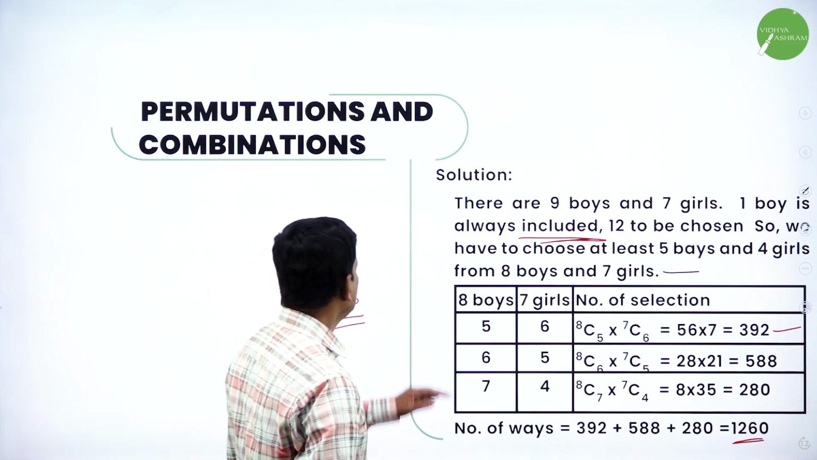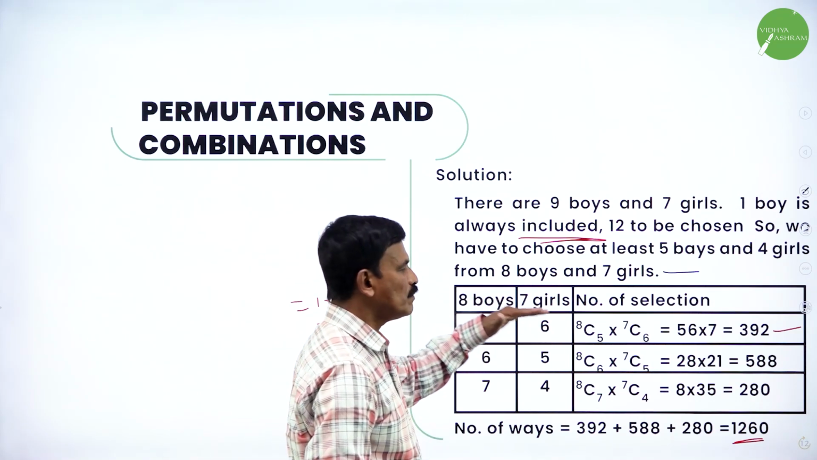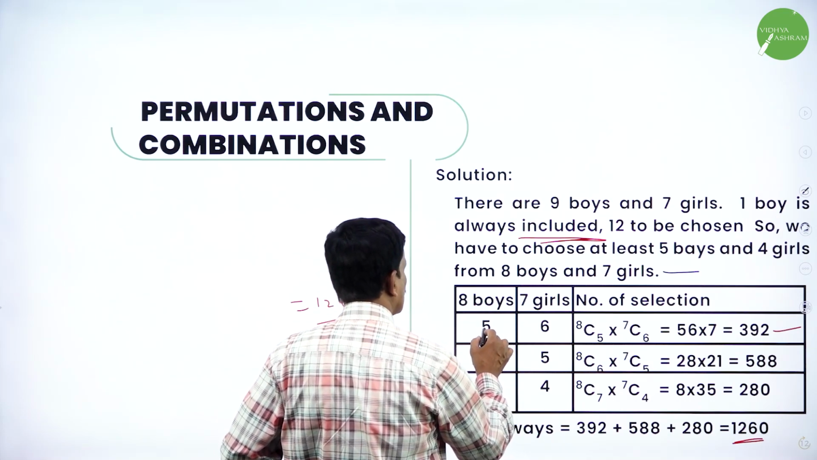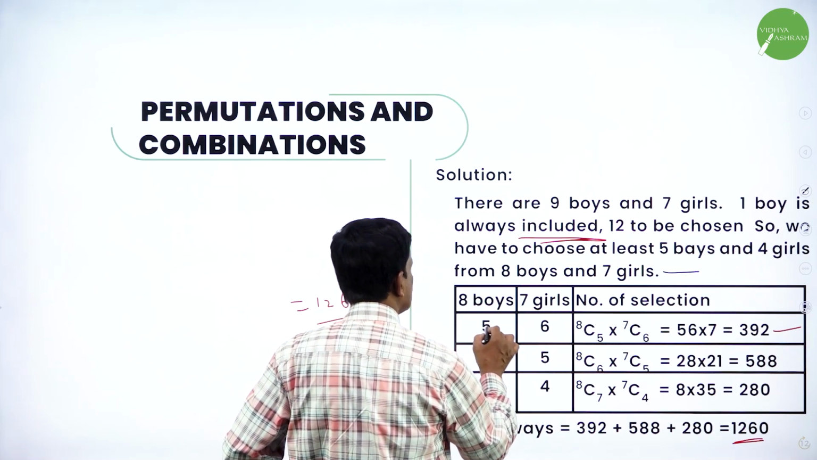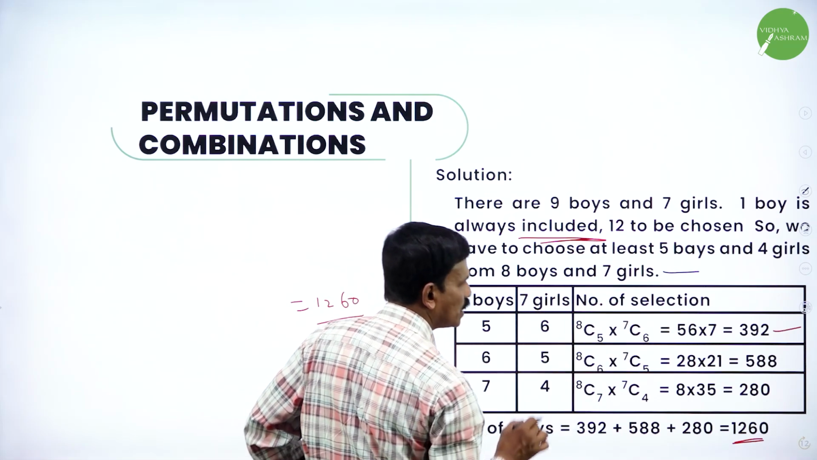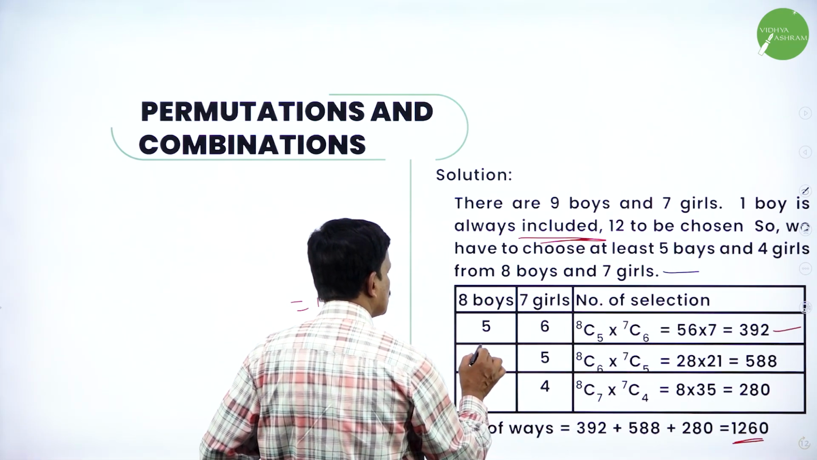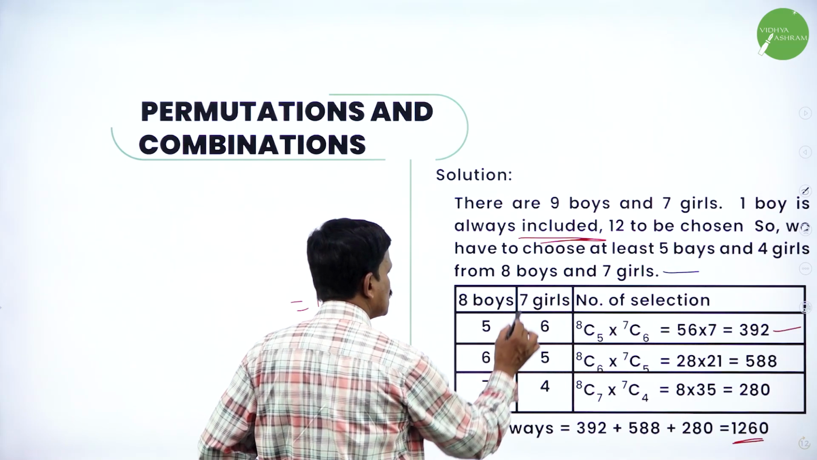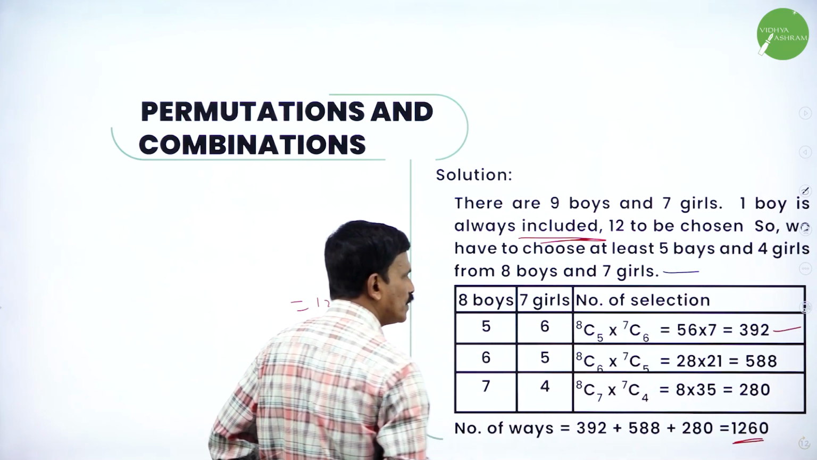See here, 8 boys, 7 girls. Number of selections: from these 8 boys, we select 5 boys and 6 girls, that is 8C5 and 7C6, that is 392. Similarly, if we select 6 boys and 5 girls from 8 boys and 7 girls, that is 8C6 and 7C5, that's equal to 588.